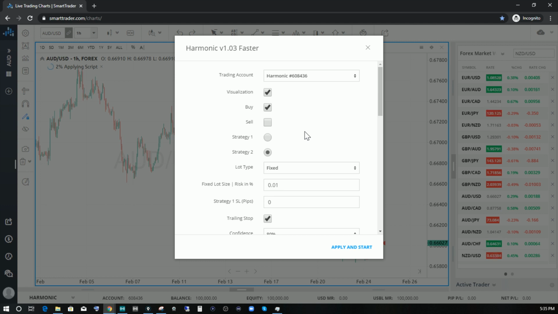As I said, strategy 2 is a multi-level entry point. I'm going to use the risk percentage, and I'm using 0.1% as my risk. That's pretty much all I need to do right here.